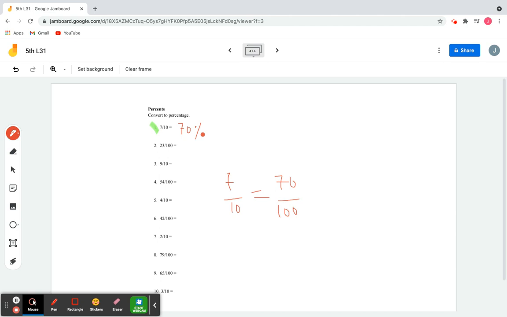Okay, let's do one more example here. We're going to work on number 7. We have 2 over 10. The percentage is always out of 100. So I'm going to multiply 10 for both numerator and denominator. And this will be 20 over 100. Right. So the final answer will be 20% for this one.